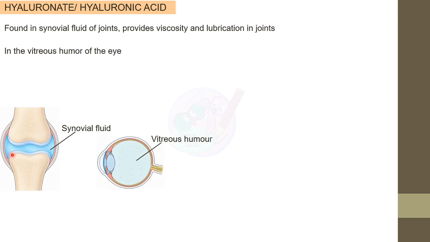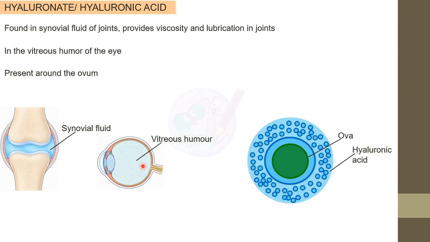Next one is the vitreous humor of the eye. This is the vitreous humor which is present between the lens and retina, and this vitreous humor gives the shape of the eye, and also acts as a shock absorbent to mechanical shocks. It is also present around the ovum. So this is the hyaluronic acid layer present, this is the ovum, and this surrounding layer is made up of hyaluronic acid. So it actually protects the egg.